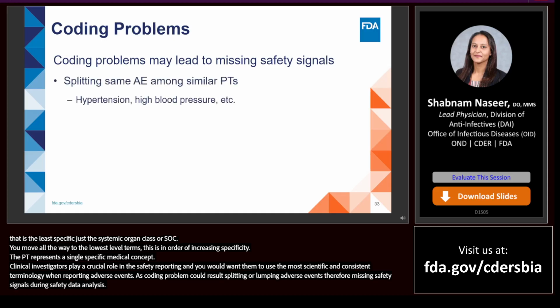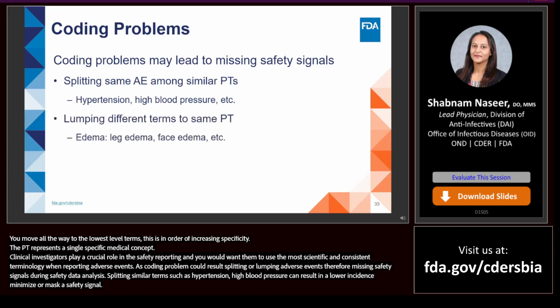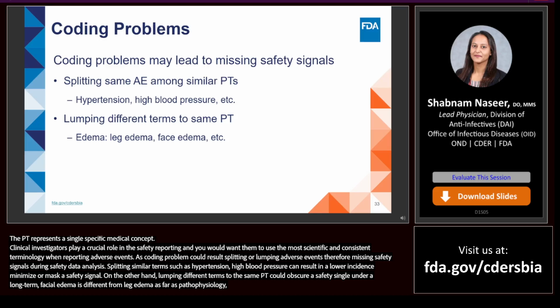So splitting similar terms such as hypertension and high blood pressure can result in a lower incidence, or they could minimize or mask a safety signal. And on the other hand, lumping dissimilar terms to the same PT could obscure a safety signal under a lumped term. For example, facial edema is very different from leg edema as far as pathophysiology, and a coding issue could be lumping all edema to the PT edema.